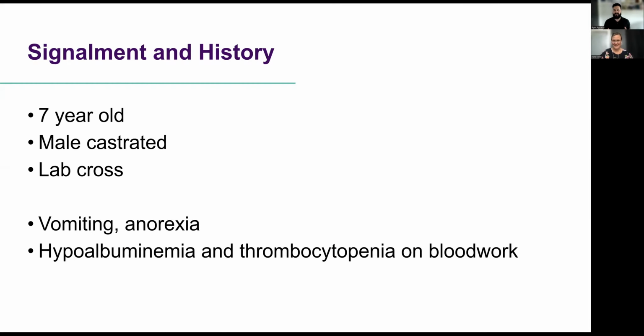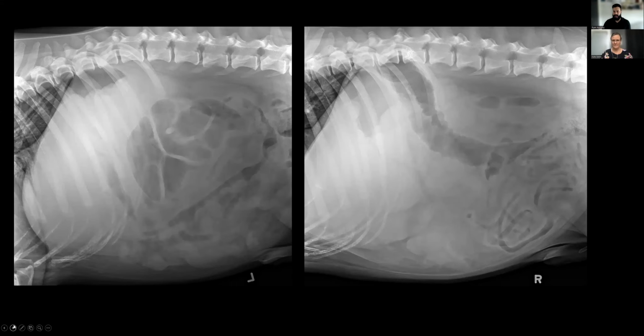And today we are looking at a 7-year-old male castrated lab cross who's presenting for vomiting and anorexia. And on blood work on presentation, this patient has hypoalbuminemia and thrombocytopenia. So, of course, as we do often, we are going to take some radiographs as part of our baseline diagnostic. And here we have both our left lateral and our right lateral projections of this patient.